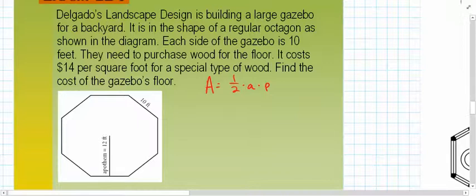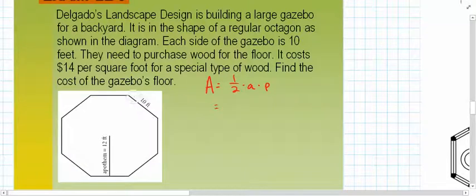So in this example, Delgado's landscape design is building this large gazebo for a backyard. Its shape is a regular octagon, as we see in the diagram. Now each side of the gazebo is 10 feet long. So since it's a regular polygon, every one of these sides is 10 feet. And they need to purchase wood for the floor. It costs $14 per square foot for a special type of wood. Let's find out what the cost of the gazebo's floor would be.